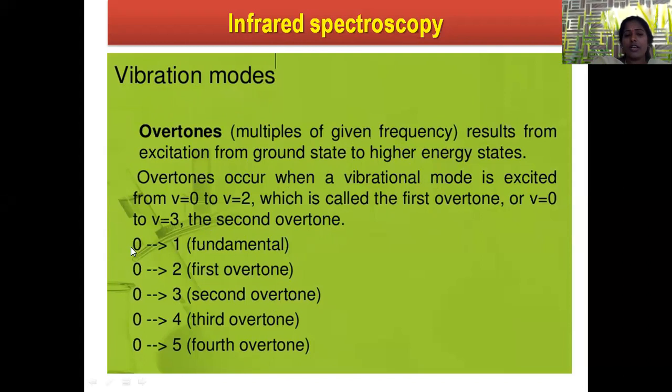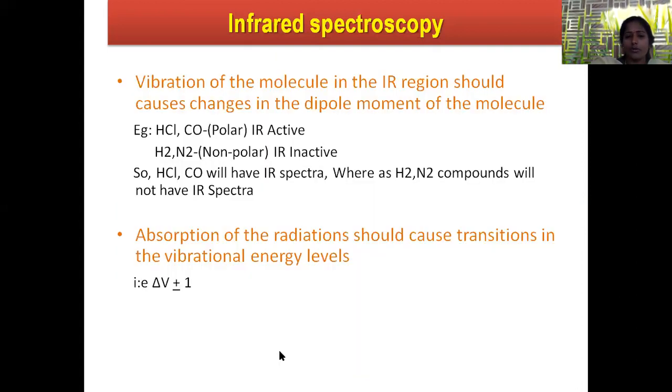If the V0 energy level is excited to V1, that is a fundamental. That means the actually required one. When V0 is excited into V2, that is called the first overtone. V0 excited to the third level is called the second overtone. V0 excited to the V4 level is called the third overtone. Next, V5 is called the fourth overtone.